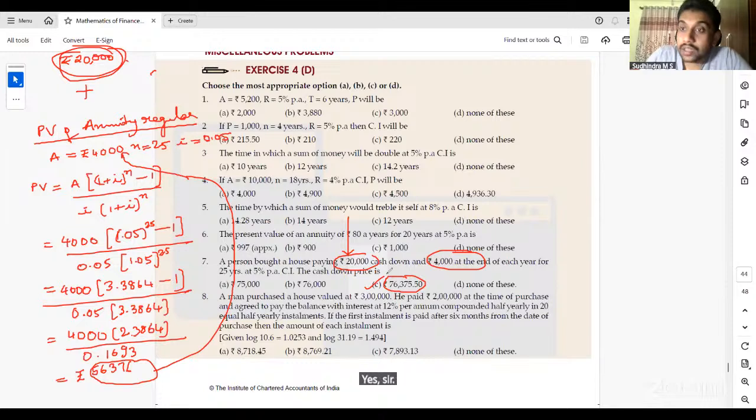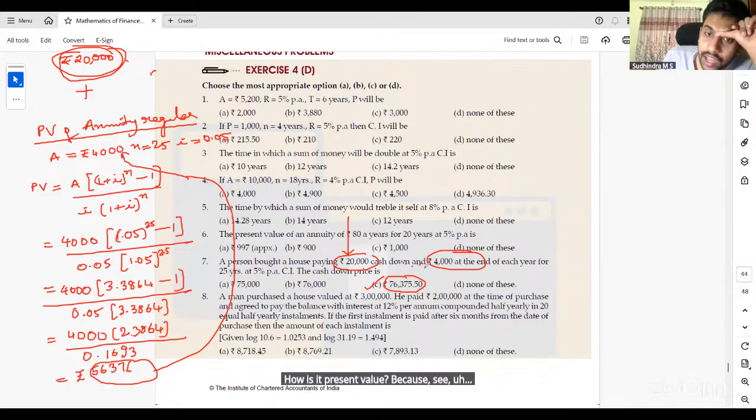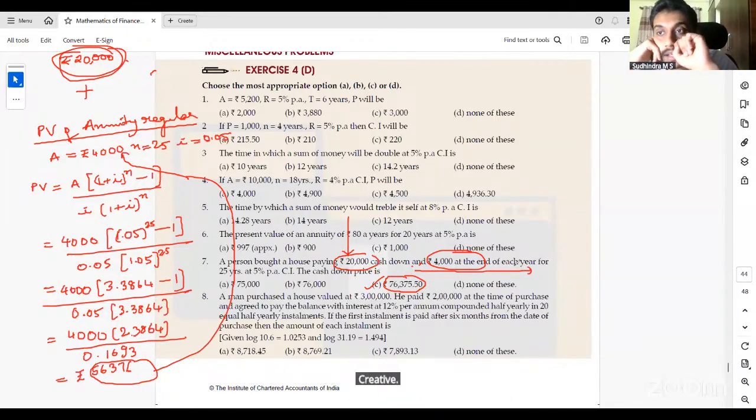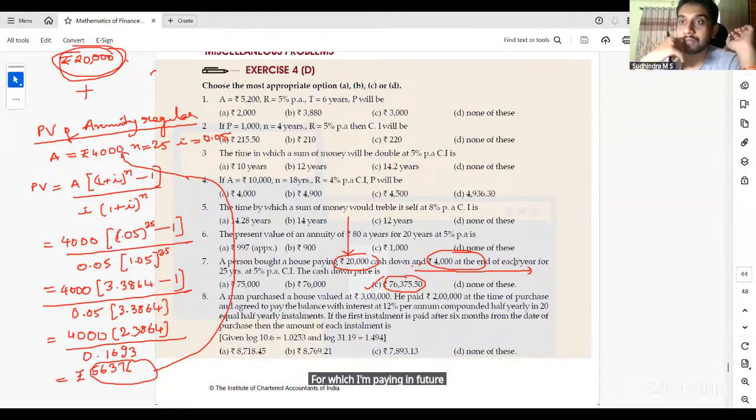I have a doubt. Yes, Ananya, tell me. Sir, how is it present value? Because see, when are we paying it? We are paying these installments over a period of 25 years. When are we getting the house? Today itself. It's like purchasing a house by taking a loan. We are paying the EMIs in future, but the house is registered today itself. So I'm getting the value today for which I'm paying in future, hence it is present. Okay, sir.